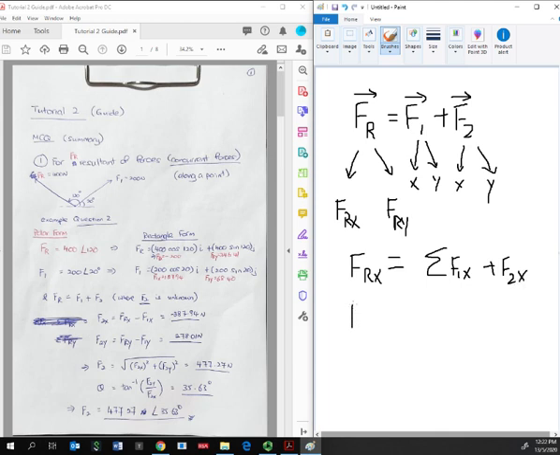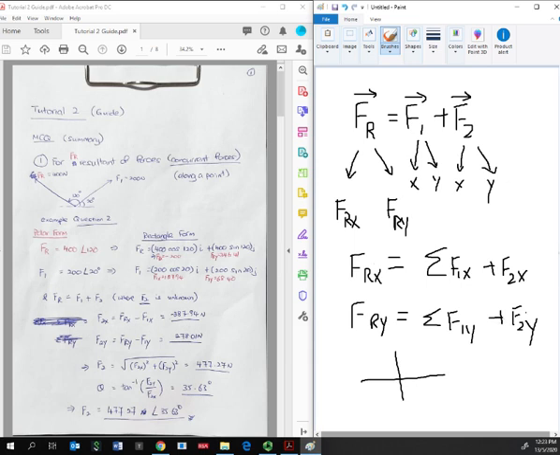If I have the y component, I will have the sum of F1y plus F2y. As you can see on the right, what I have written is the simple way of doing it in rectangular format.